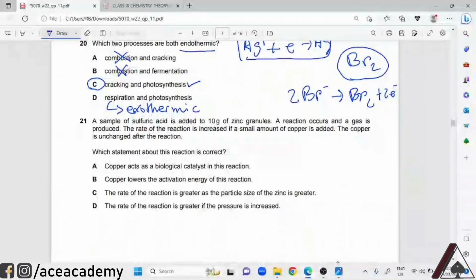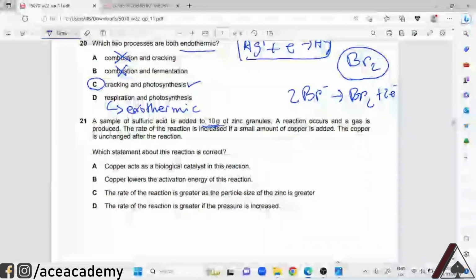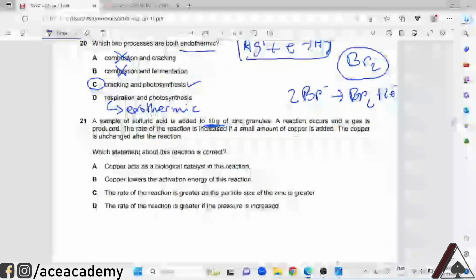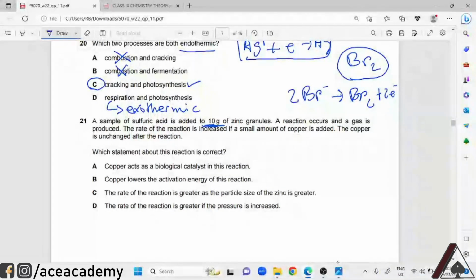21 says a sample of sulfuric acid is added to 10 grams of zinc granules, a reaction occurs and a gas is produced. The rate of reaction is increased if a small amount of copper is added. The copper is unchanged after the reaction. The copper is unchanged and it is added in a small amount. As a result, we can understand that copper in this case is acting as a catalyst.